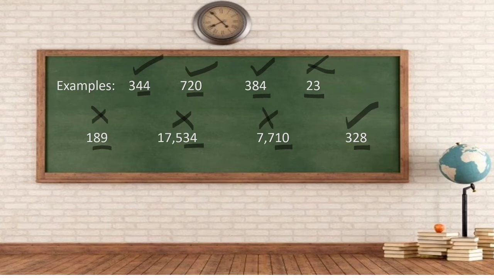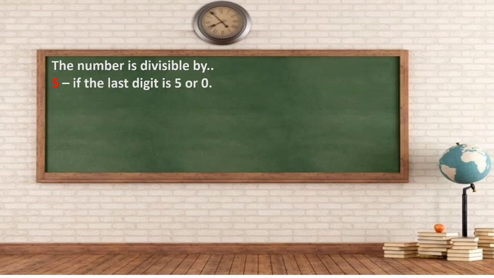Okay, another rule. The number is divisible by 5 if the last digit is 5 or 0. Example, 555. Okay, 5 is at the end. So this is divisible by 5.